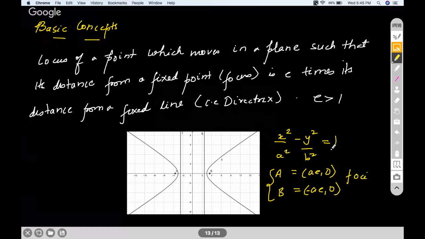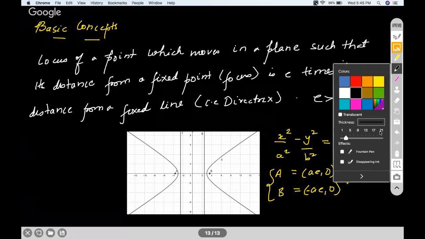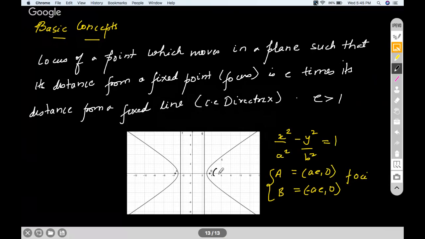I'll write them down so that you can just read it from the graph. This is ae comma 0 and minus ae comma 0. And these two are called the vertices. The vertices are at a comma 0 and minus a comma 0. And this line is x equal to a by e, and this is x equal to minus a by e.